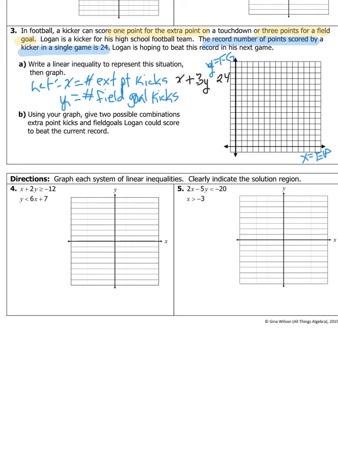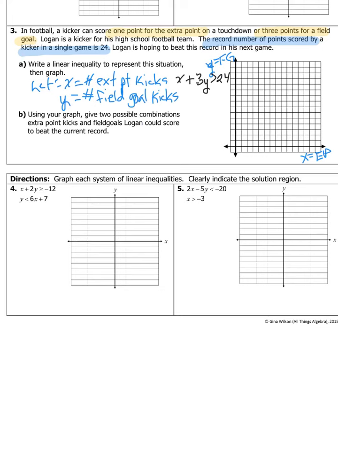So the question is, do we want Logan's points to be equal to 24? Do we want Logan's points to be greater than 24, or do we want Logan's points to be less than 24? Well, if he's hoping to beat the record, we want it to be greater than 24. The question is, do we want it to also be equal to 24? So ask yourself this. If Logan's points were equal to 24, so you had 24 here and you're comparing it to 24, does 24 beat 24? No. So we don't want to put an equals to there. So here's our inequality to solve. And so we need to graph it in order to answer part B.